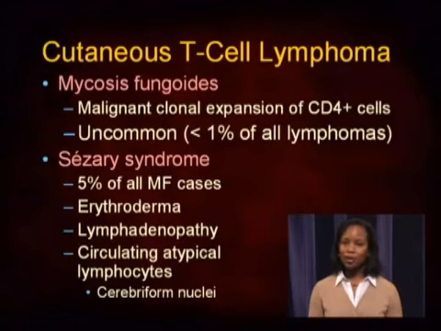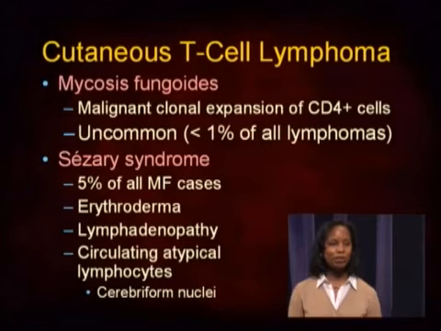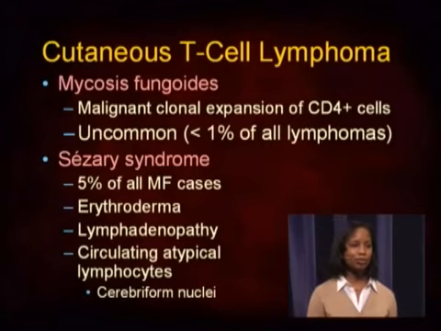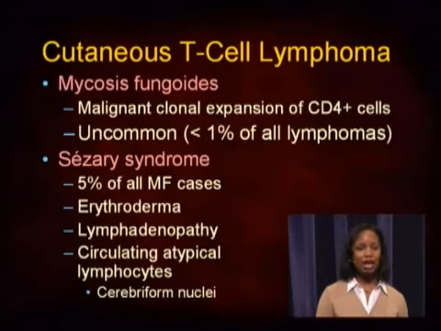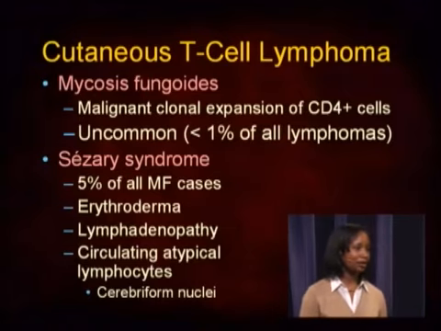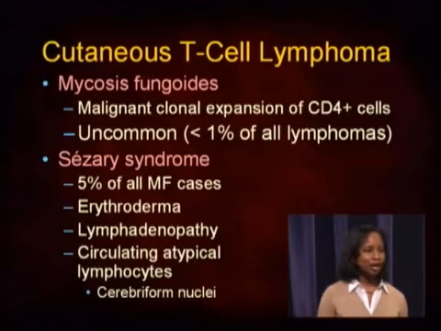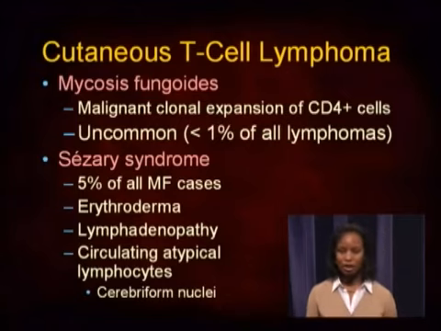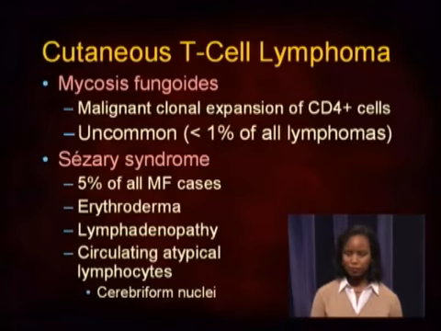Patients usually develop erythematous patches, which progress onto plaques and then can become tumors or nodules. And a common distribution to see this is in double covered areas, so particularly on the buttocks and the genital area, as well as on the chest and back.